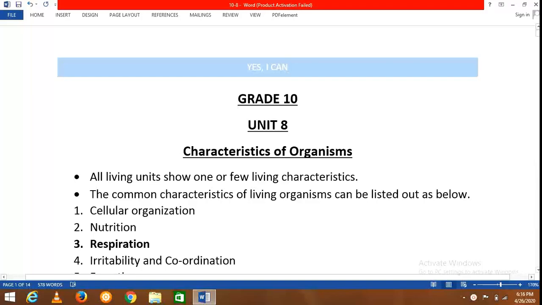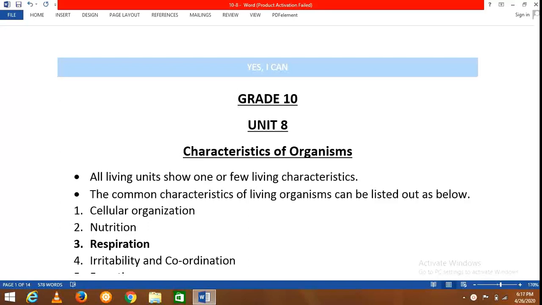Welcome to the 8th unit of grade 10, Characteristics of Organisms. In this lesson, we are going to discuss the basic characteristics of living organisms and the importance of these characteristics for the maintenance of life.